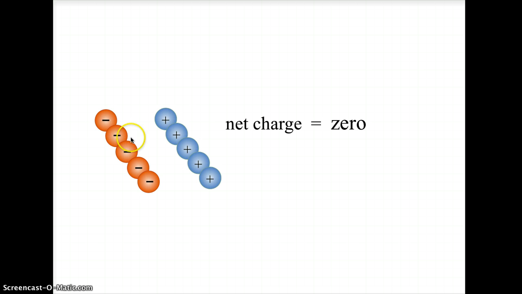Again, if you're looking at this, I just want to reaffirm that an equal number of negative and positive means you have a net charge of 0. Okay, there is no charge. There's no net difference.